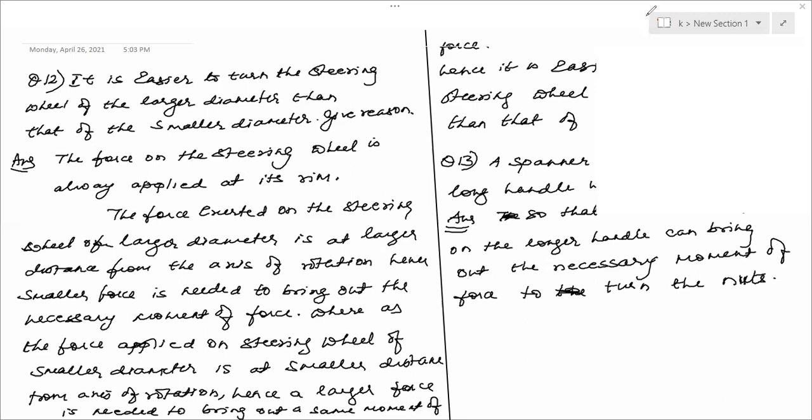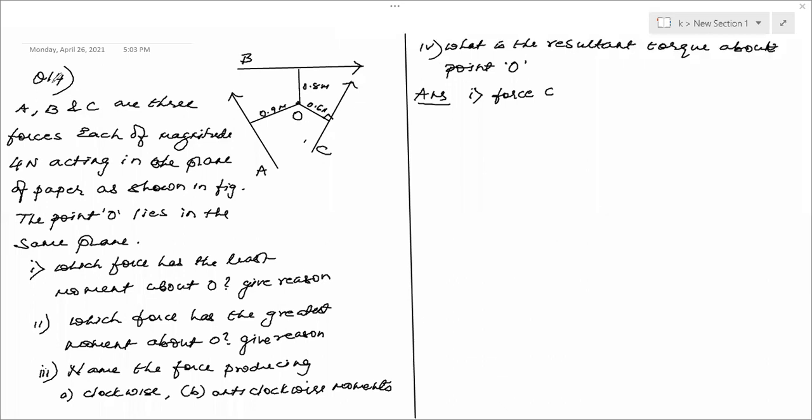Now come to question number 14. A, B, and C are three forces. You can see force A, force B, force C, each of magnitude 4 Newton. All these three forces are 4 Newton forces, as shown in the figure. The point lies in the same plane.